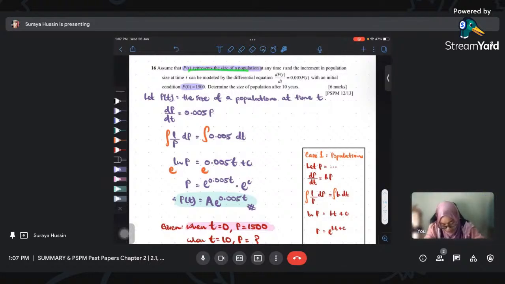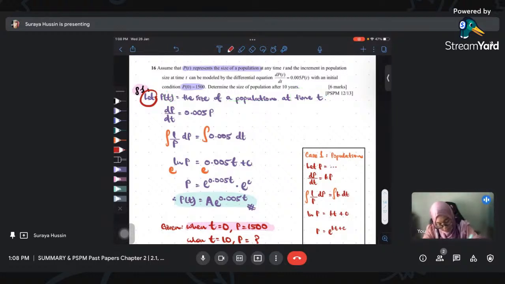Okay, now first of all, step yang pertama, sama je. Kamu akan perasan semua soalan sama step. Step yang pertama, let it, please let it. Let what? Let the, apa-apalah, namakan dia the size of the population at time T. Sebab tu ada T kecil dekat situ.